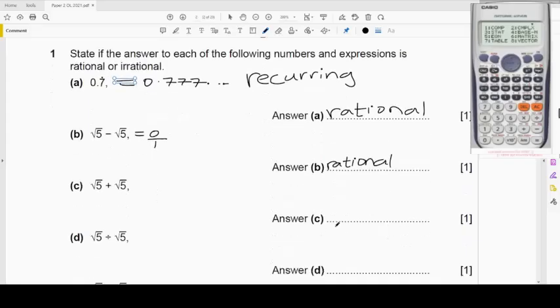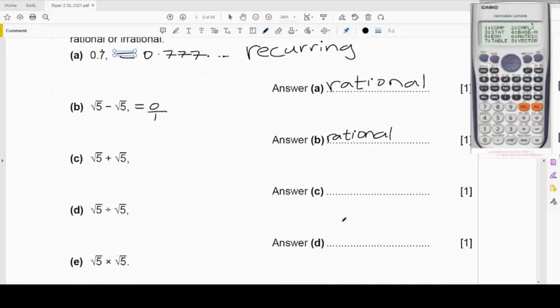Then our next one, square root of 5 plus square root of 5. This one, if I were to do it without a calculator, would give me 2 square root of 5. And if you wanted to see it on the calculator, we have the square root of 5 plus the square root of 5. This is equal to 2 square root of 5.